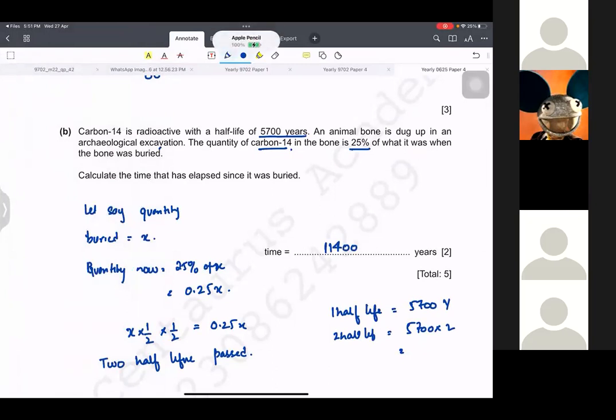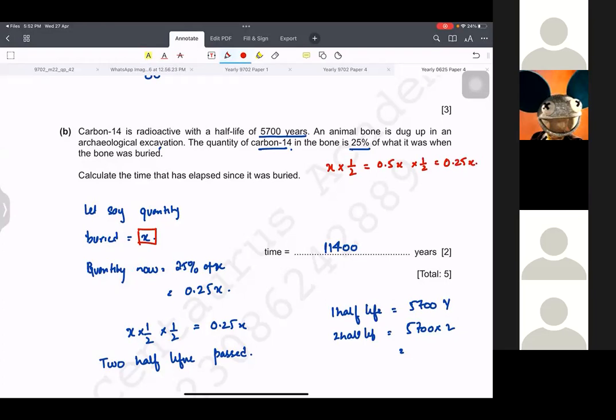Any questions? So how do you know there are two half-lives? I just solved it. Let's suppose that when it was buried, it had X amount of carbon-14, right? So when you halve, now it says time has passed and now we only found 25% of it. If I multiply it by half, what will be the answer? 0.5X, right? If I multiply by half again, you get 0.25X. X is just X, or 1. You could put it as 1, you could put it as anything.